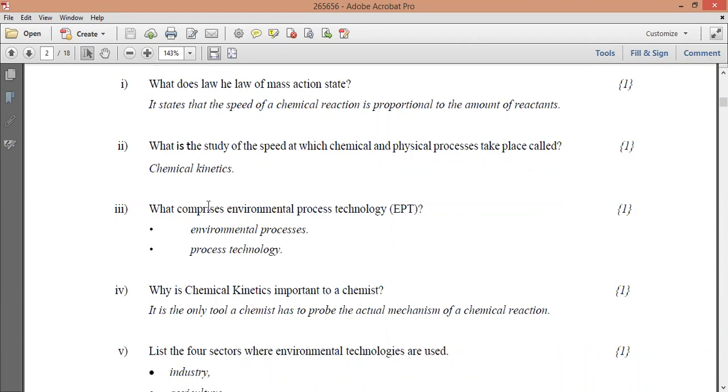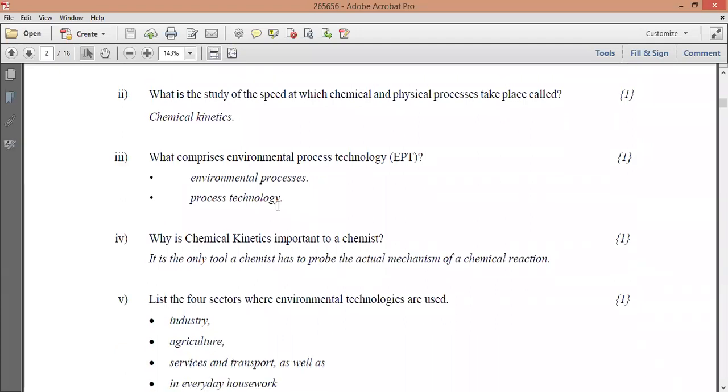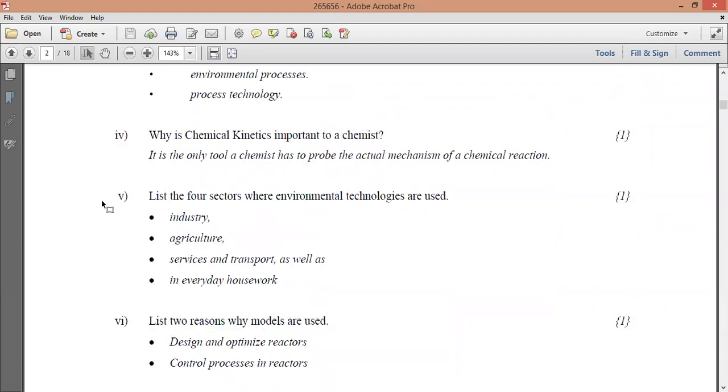It says, what comprises environmental process technology? So we said it comprises environmental processes as well as process technology. 1 mark. So this one you're able to answer from what we've covered today. Question 5: list the 4 sectors where environmental technologies are used. Very simple questions. Industry, agriculture, we looked at this. Services and transport, as well as everyday housework.